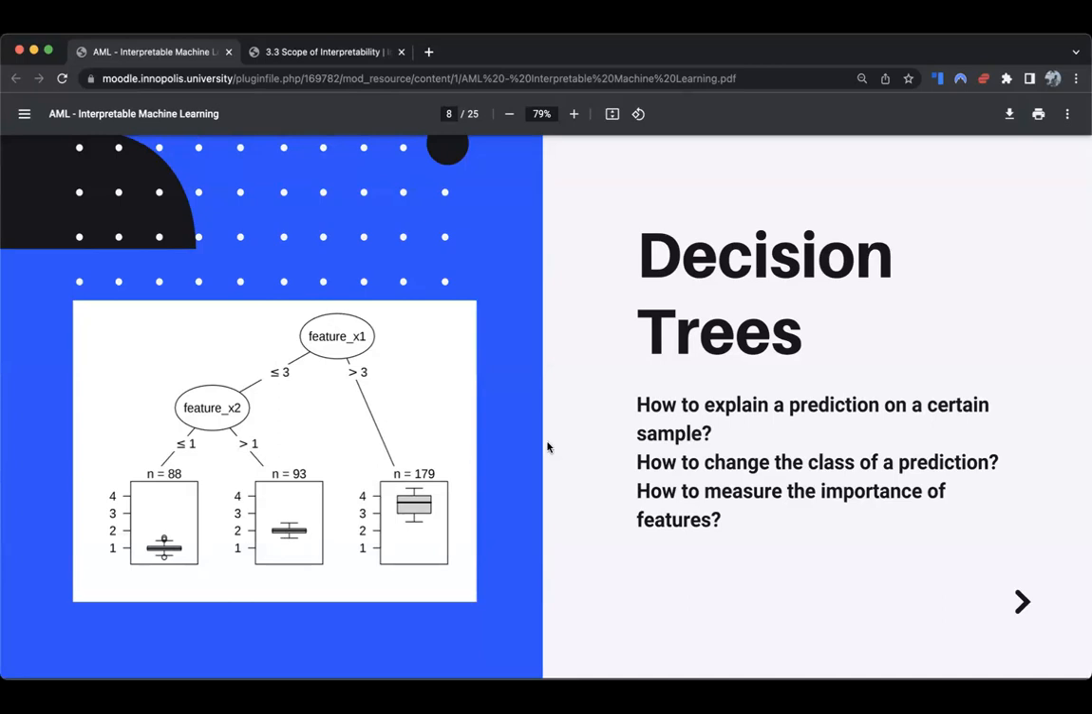Now, if I ask you the following question, how to change the class of a certain prediction? So let's say this is my tree.